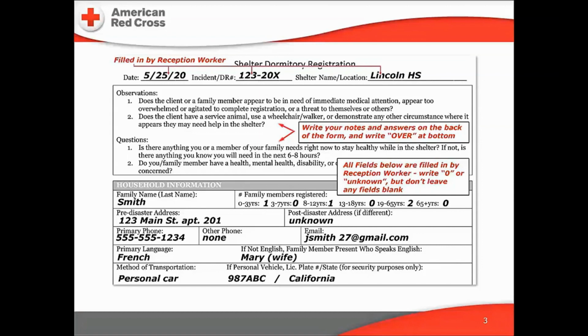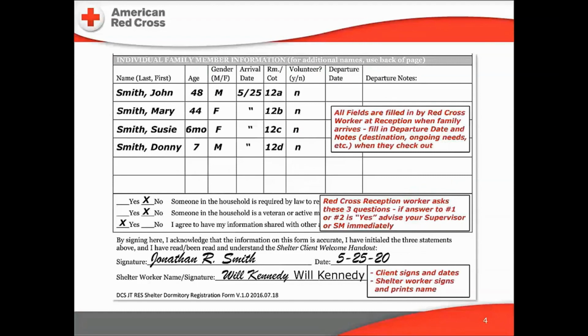It's important that all boxes be filled in, no blanks. Enter either a 0 or not applicable or unknown if necessary. This is the bottom half of the Shelter Client Dormitory Registration Form. It's important that, if possible, the form is filled out by the registration staffer. This gives you the opportunity to observe the client's demeanor, to gauge the possibility that he or she needs immediate assistance from one of our Red Cross support departments or outside partners.